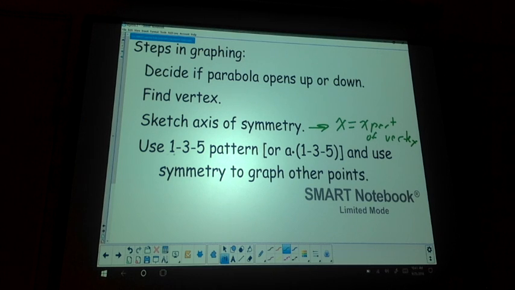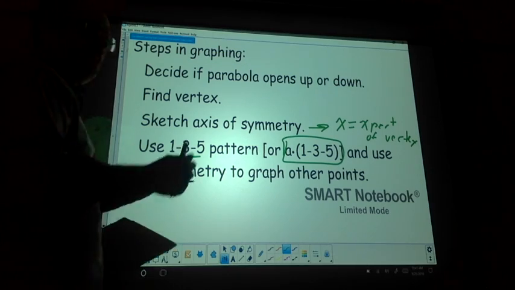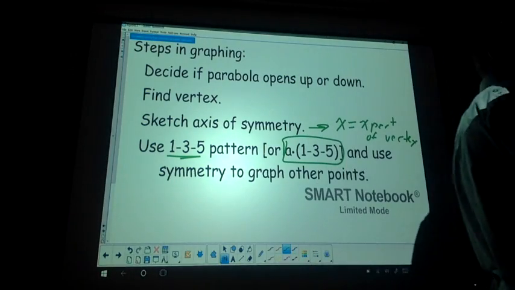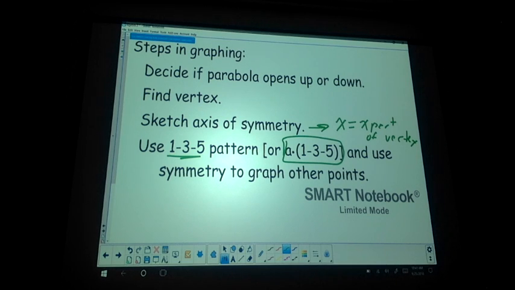And then the pattern graphing is huge, and this is what we just said right here. Whatever the A value is, you're going to multiply times 1, 3, 5. Now some of you are going, what is this A value and where does it come from? The A value is whatever is attached to the x squared term, or right outside the parentheses from the x squared term. Okay? Can I build upon this more?